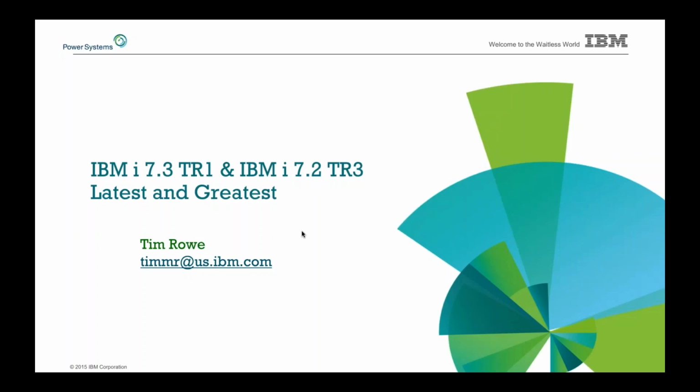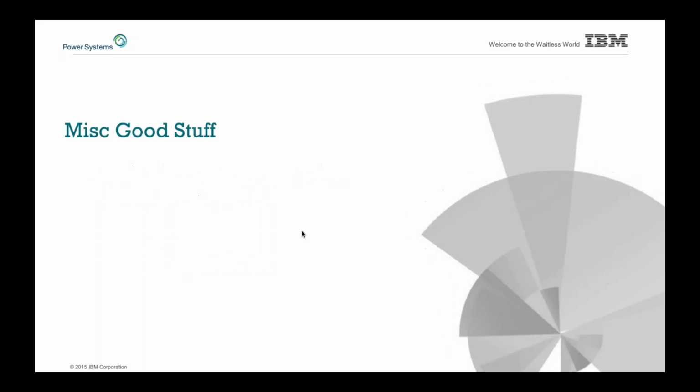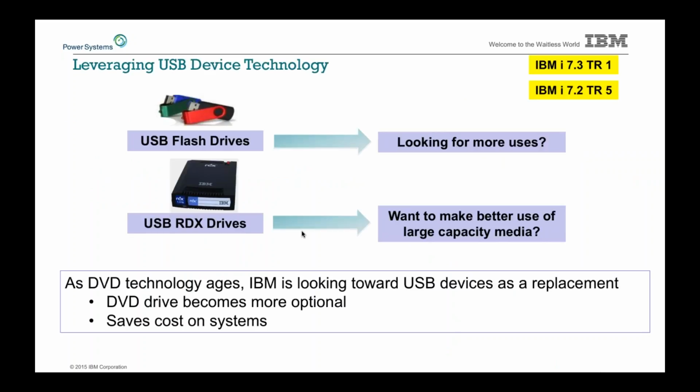7.3, 7.2. Some of these are also, which is always exciting. So I'm going to start off with some miscellaneous good stuff, as I call it. This is a couple things that I didn't have a great category to put some of these things in, so I'm just going to throw them here and cover them right at the beginning.